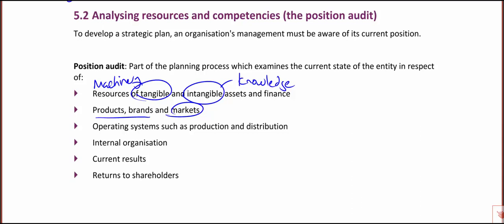What my operating systems are. So do I have a good production system? If I'm manufacturing cars, for example, I need to make sure that my technology is up to date. And think about my distribution channels. Do I already have access to a particular market? Internal organization is going to be looking at my organizational chart and considering our strengths there. How well are we doing currently with our current markets and current products? And what returns am I currently giving to shareholders?